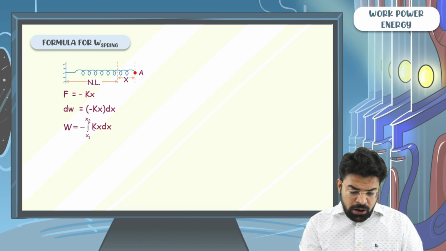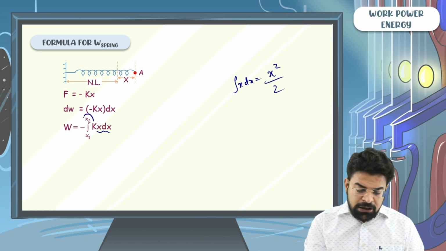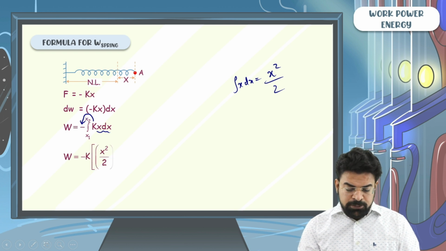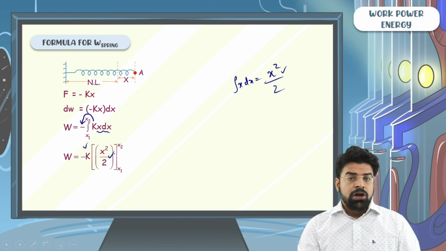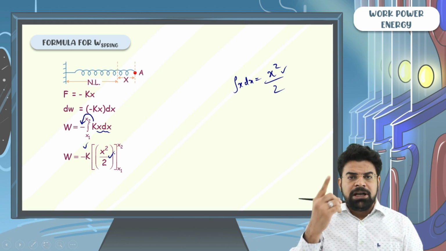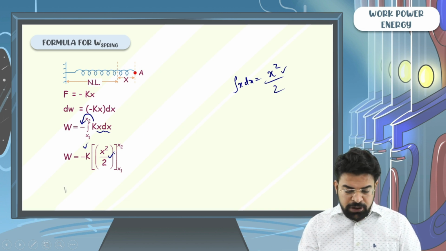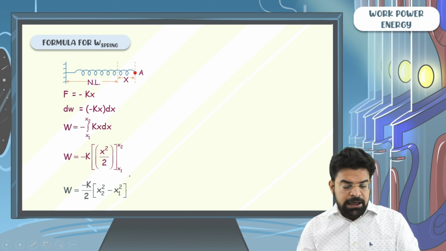So we know that integration of x dx gives us what? x squared by 2, and k is a constant that can be brought out of the integration. So you get work done by spring equals minus k times x squared by 2, lower limit x1, upper limit x2. Bachcho, always substitute upper limit minus lower limit. So you get minus k by 2 into (x2 squared minus x1 squared).